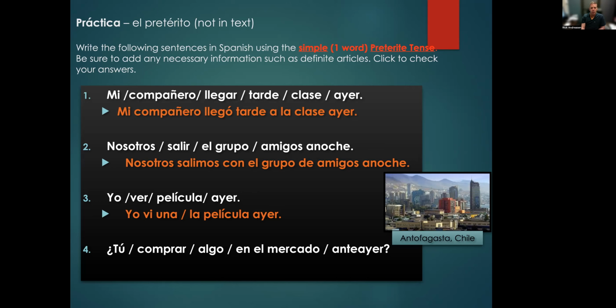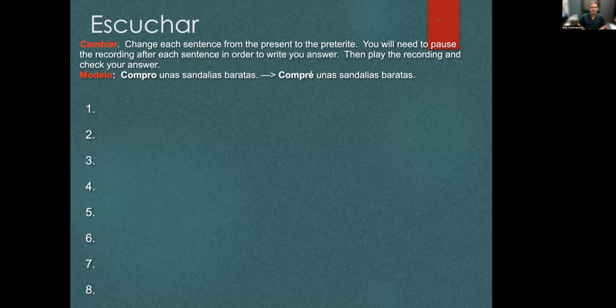Número 4, tú comprar algo en el mercado anteayer. Comprar in the tú form, compraste. Tú compraste algo ayer en el mercado o anteayer, en el mercado anteayer. So the tú form of comprar in the preterite tense is compraste.